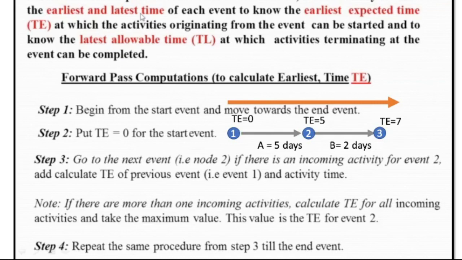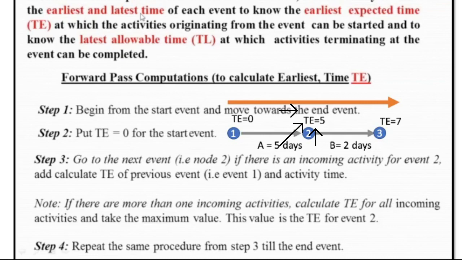Then after designating 0 for the starting event, we go now to the next event. Before we can move to the next event, in our case in this figure, event 2, we have this activity A and it gives us 5 days. So to get the TE, or the earliest time, at event 2, we are going to add the earliest time before the activity. So here we have TE equals 0 for event 1 and the activity is 5. So 0 plus 5 will give us the earliest time at event 2 of 5.